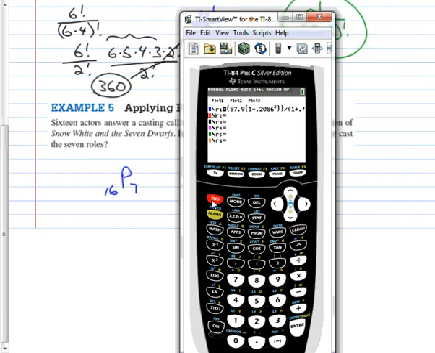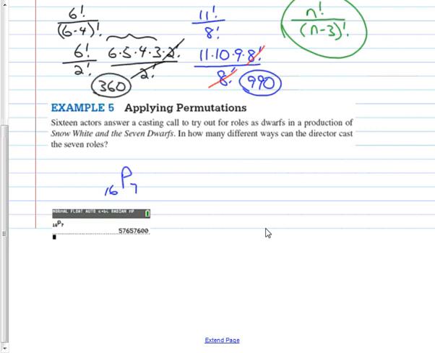Clear, clear. Maybe I need to hit quit. There we go. I do 16, then I go to my math menu, I go over to probability, and then I find right there nPr, a permutation of n things taken r at a time. And there it stuck my 16 in, and now I can stick my 7 in, and now I get my answer.